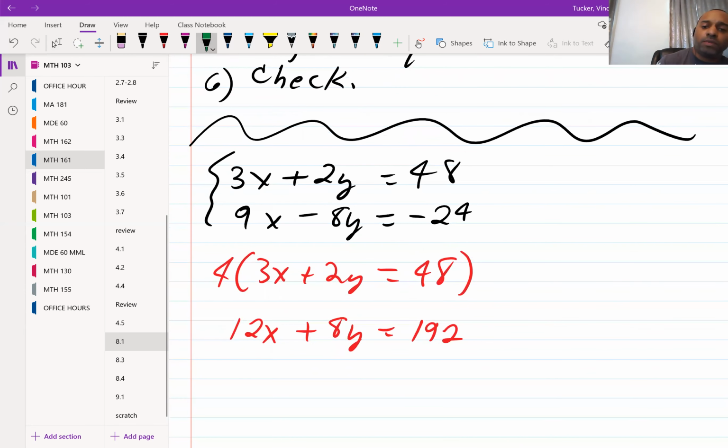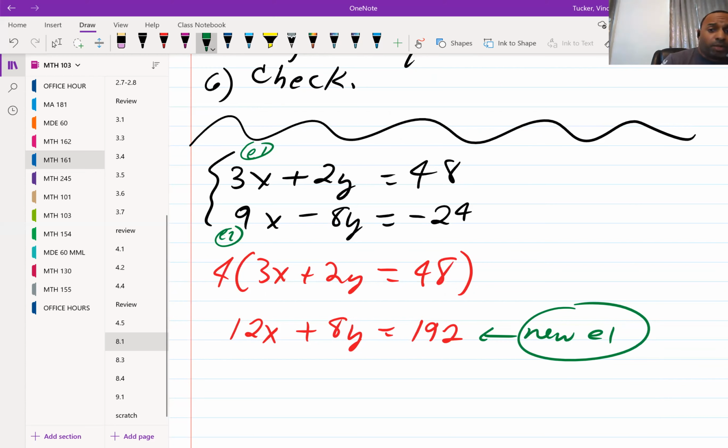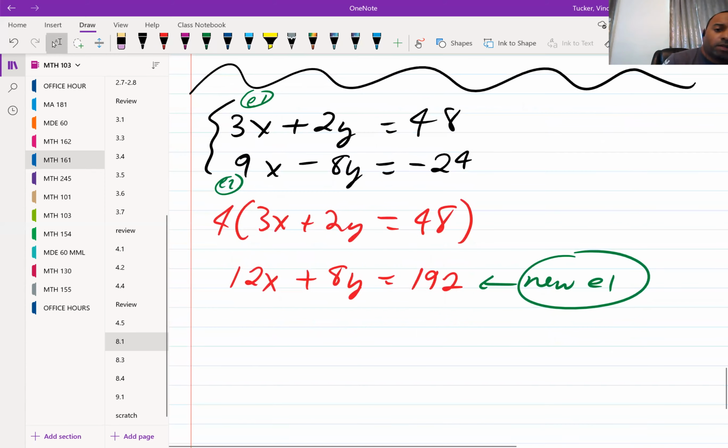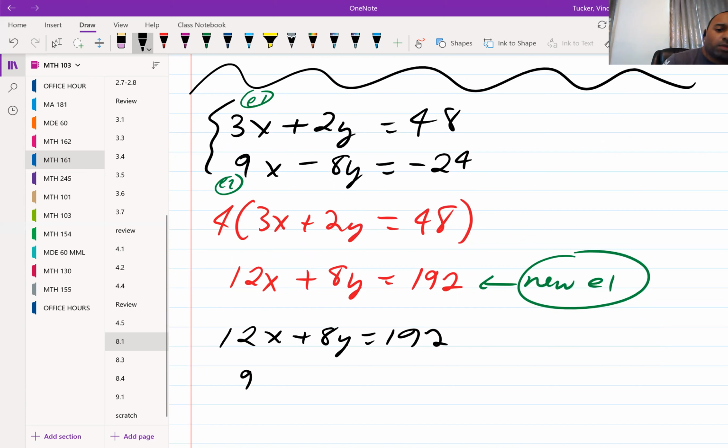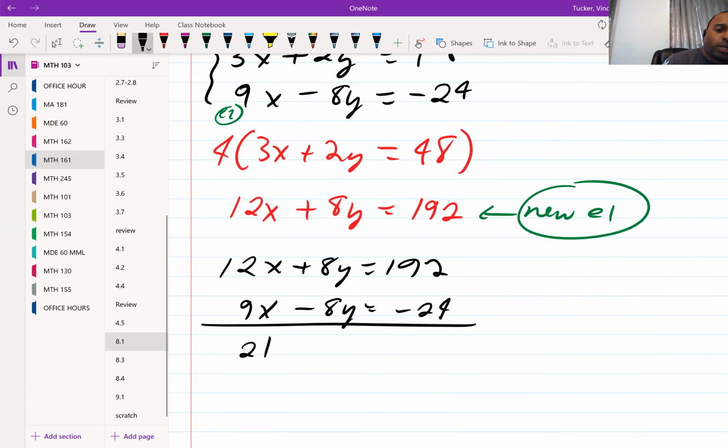So this is my new equation 1. All right, because this is equation 1. This one is equation 2. So now I'm going to take that and add it to equation 2. So go ahead and add those together. Get 21x, 8y, negative 8y cancels. And 192 minus 24 gives you 168.